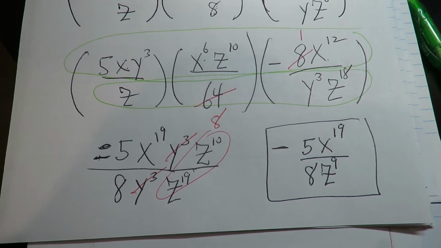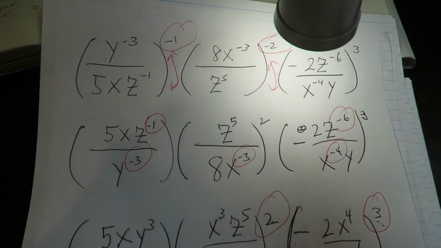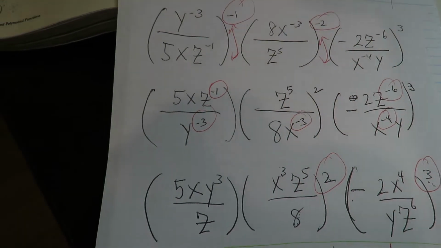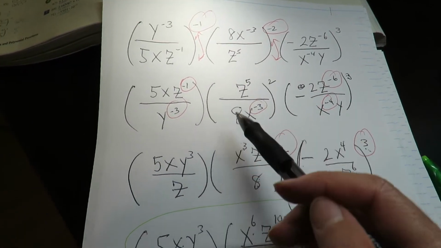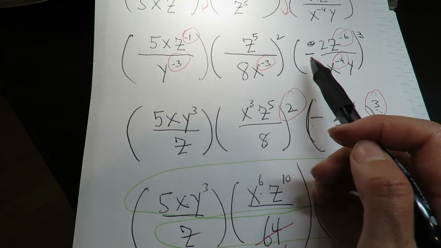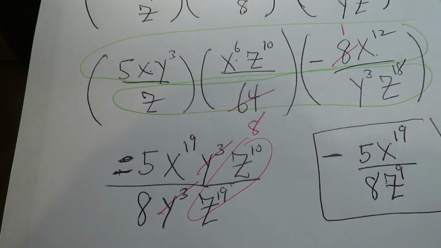Okay, that's that one. So again, what I did is I did the outer exponents first, then I did the outer negatives, then I did the inner negatives, and then I actually started to simplify after that.